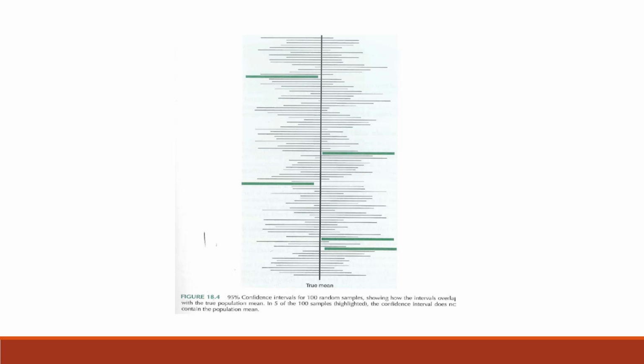Figure 18.4 is a visual representation of a 95% confidence interval. The vertical line represents the true mean of the population. The horizontal lines represent a random sample of 100. There are 95 occurrences where the horizontal line intersects the vertical line, and 5 occurrences, in bold, where it does not. These 5 samples do not contain the population mean. To increase accuracy, it is possible to calculate a 99% confidence interval.